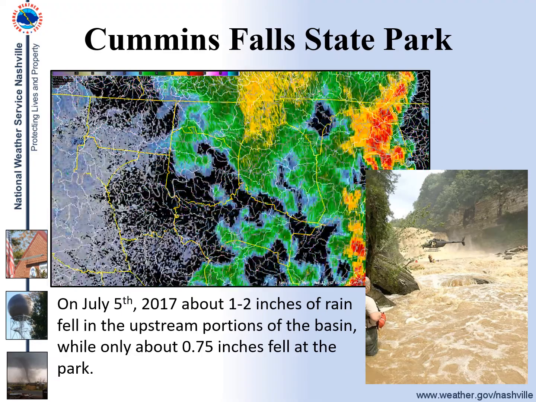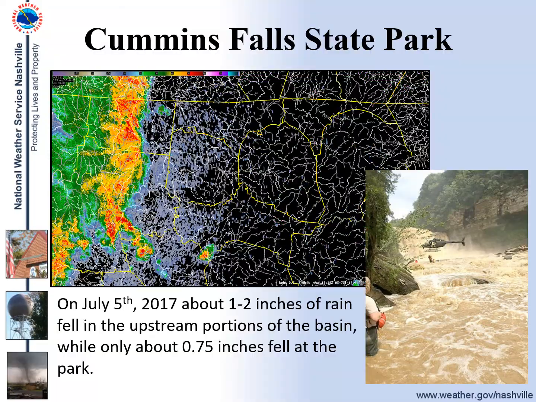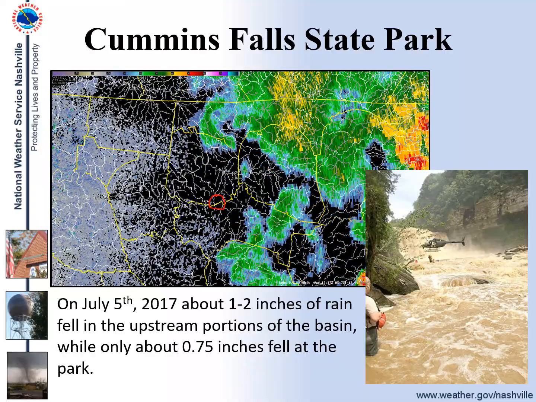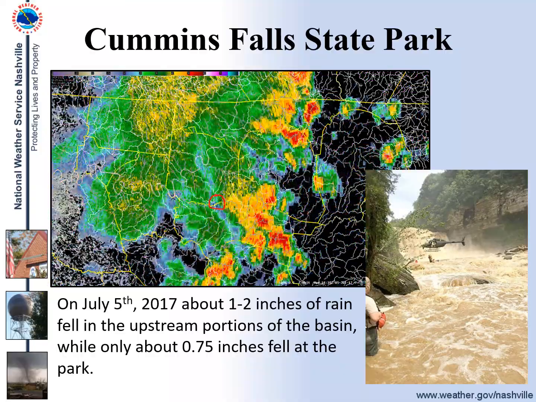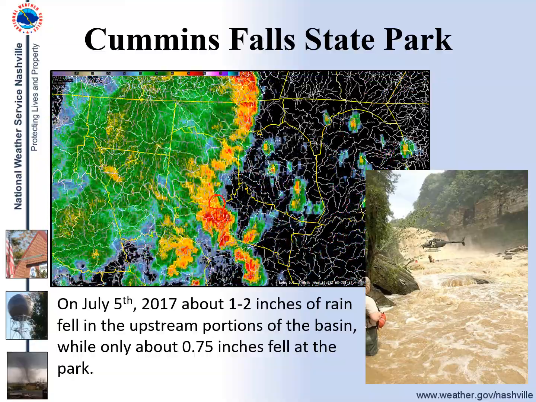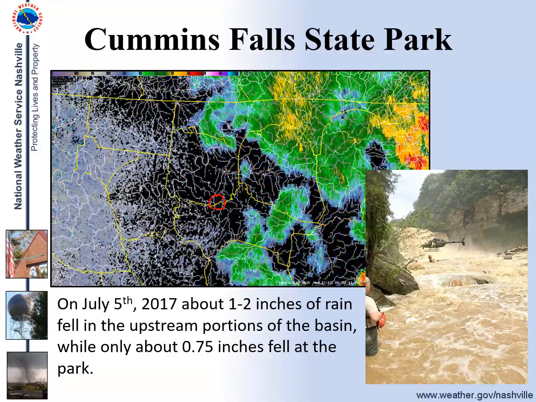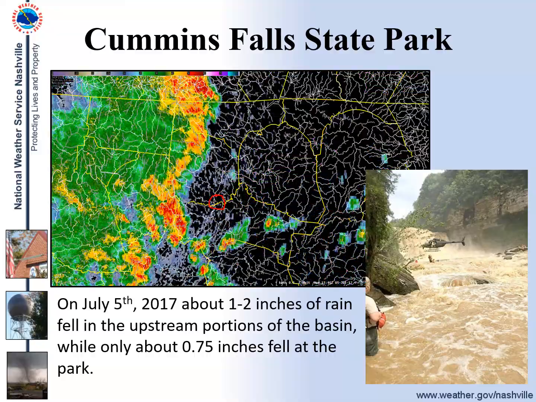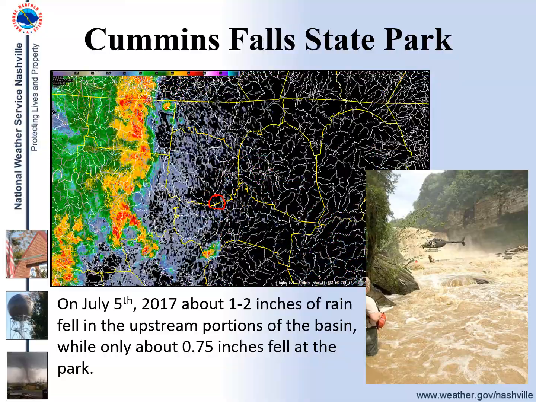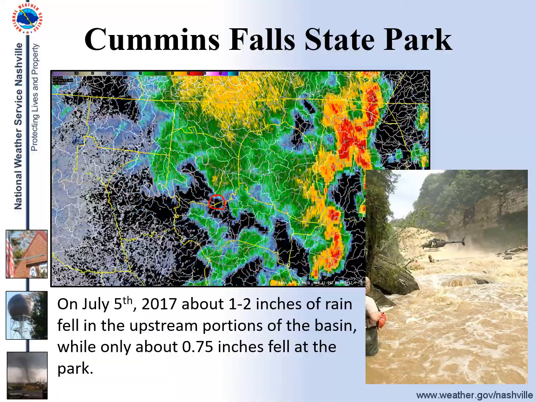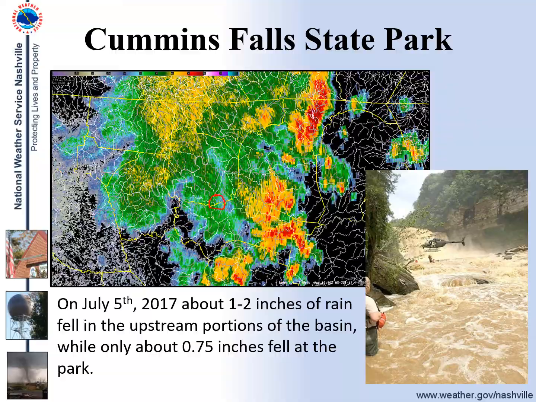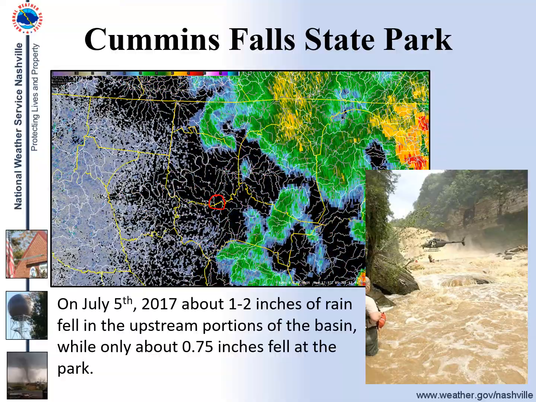This is an interesting event. This is Cummins Falls State Park. Here's Putnam County. Cookeville is right here, and Cummins Falls is right around in this area. This flash flood occurred in 2017. It was just a very typical summer thunderstorm event. I see storms moving along pretty good. And then this caused rainfall of about 1 to 2 inches in the upstream portions of the basin in and around Cookeville. And then the downstream portions really didn't see much, maybe 3/4 of an inch.